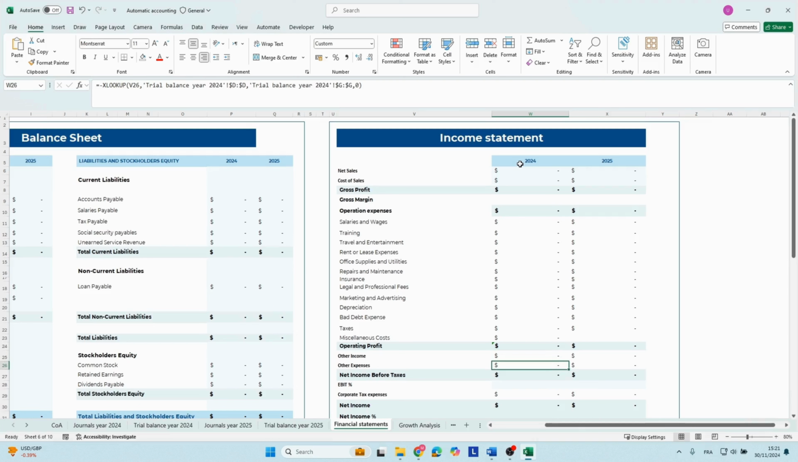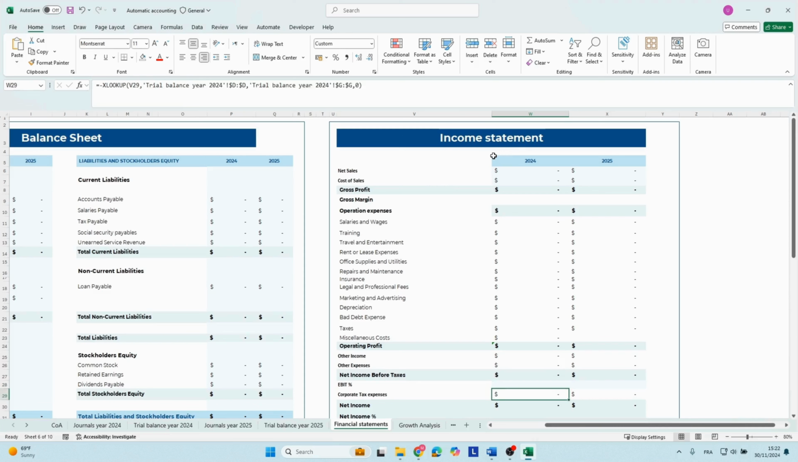You have other expenses, which are also linked to the trial balance using the XLOOKUP formula. Then we have the net income before taxes. This is the calculation of the operating income plus other income minus other expenses. Now we have the EBIT percentage, which is income before taxes divided by revenue to get the percentage for the EBIT.